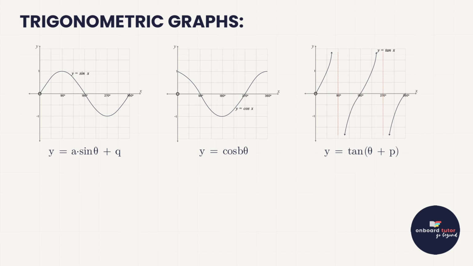So the sine graph starts at the center and then follows this wave. The cos graph is very similar to the sine graph, but it starts at 1. And then we've got the tan graph that's got asymptotes at 90 and 270. And so the period for a tan graph is slightly different.